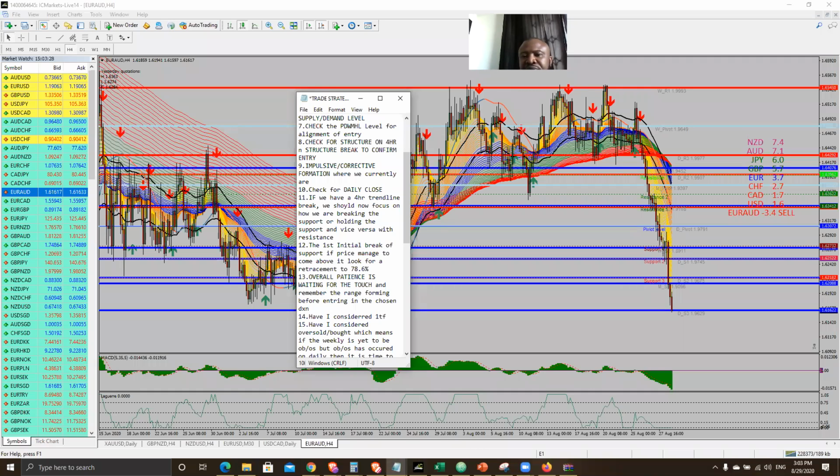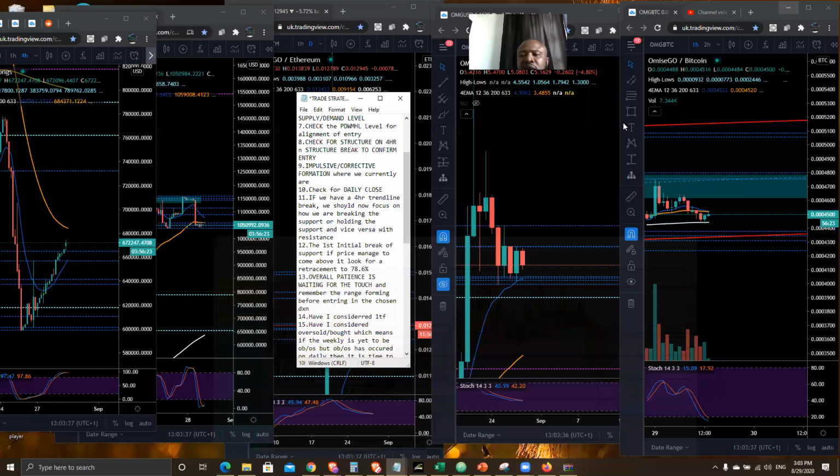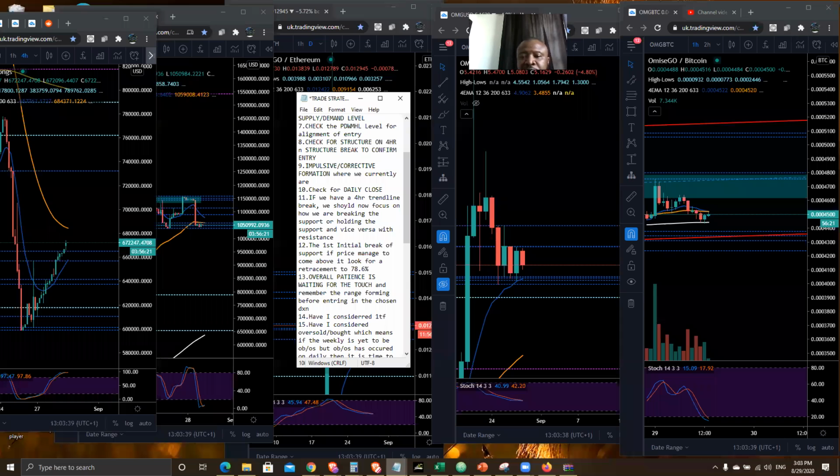Maybe I want to see that break and retest of the area. And if I don't see the break and retest of the area, I can just use the same area as a reversal. So yeah, things like that will help us to improve our trade.